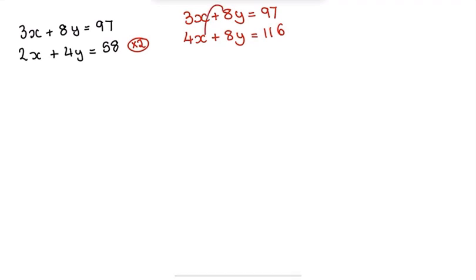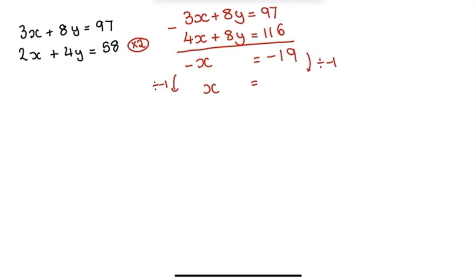Now the signs are the same, meaning we're going to subtract. 3x take away 4x is minus x. The 8y's disappear, and then we're going to get minus 19 when we do 97 take away 116. Now just to get x on its own, we're going to divide both sides by -1 to get rid of that negative sign. Minus 19 divided by -1 is just positive 19.